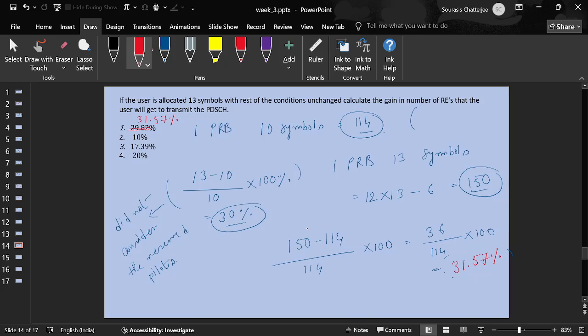So which one should I consider correct, this 30% or 31.57? 31.57. Yeah. So sometimes a question can trick you in that way. Even if you see the change in the number of symbols, you might be prone to calculate based on the number of symbols only, because the rest of the things remain unchanged. But the issue is that when I go for only symbols, it doesn't account for the pilot reserved in one slot, and that will get you into trouble. This answer is incorrect.